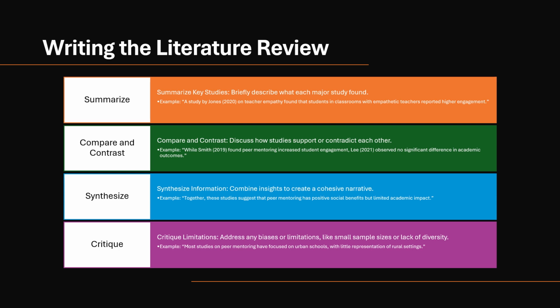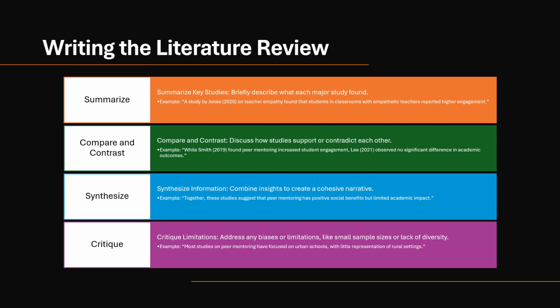Writing a literature review involves more than just summarizing studies, as I've said. So first you need to summarize key studies and their findings. For instance, Jones 2020 found that teacher empathy increased student engagement. Then compare and contrast the studies. This helps you show where studies agree or diverge. For example, while Smith 2019 found that peer mentoring increased engagement, Lee 2021 saw no impact on grades.